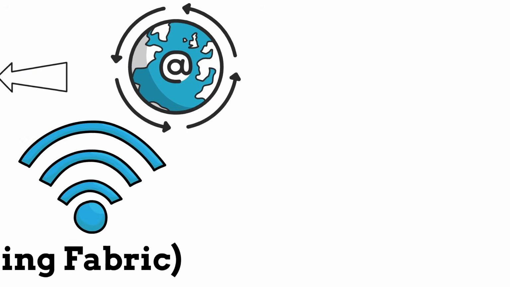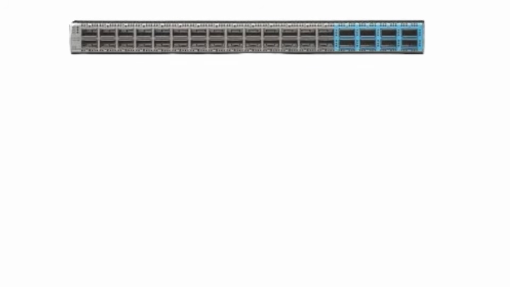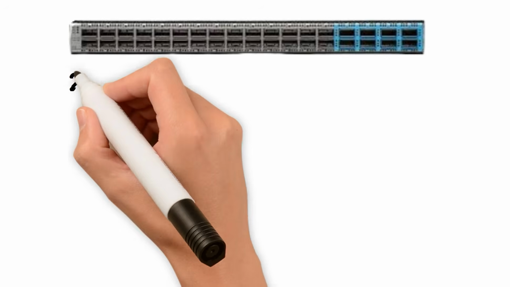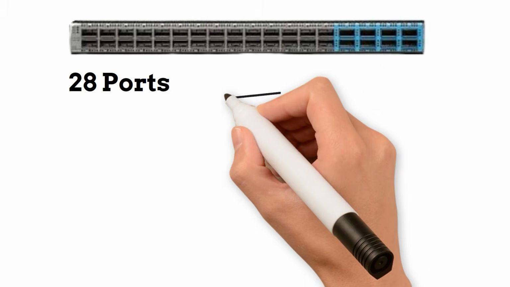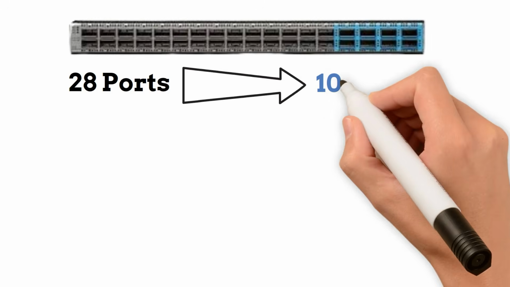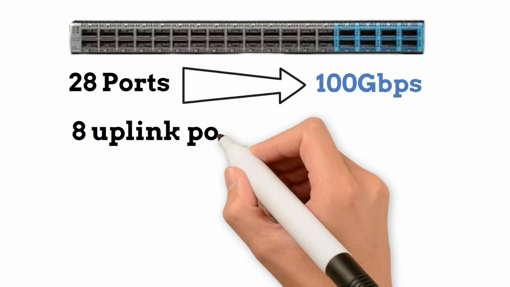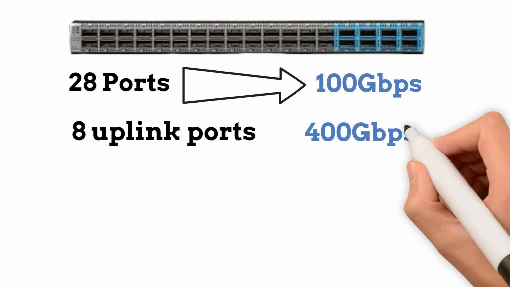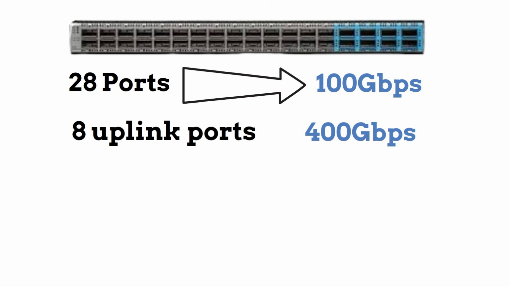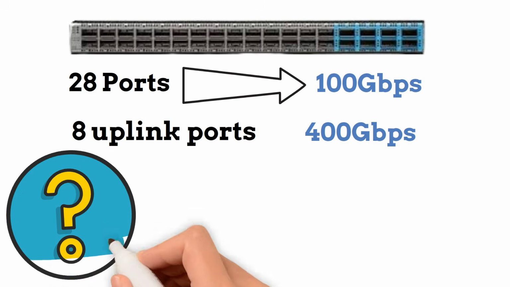For this, the blueprint suggests a powerful switch like the Cisco Nexus 93600CD-GX. Let's look at its specs. It has 28 ports that can run at 100 Gbps for connecting our servers. And it has 8 uplink ports that run at a massive 400 Gbps each for connecting to the core of our network. So, how many of these leaf switches do we need?